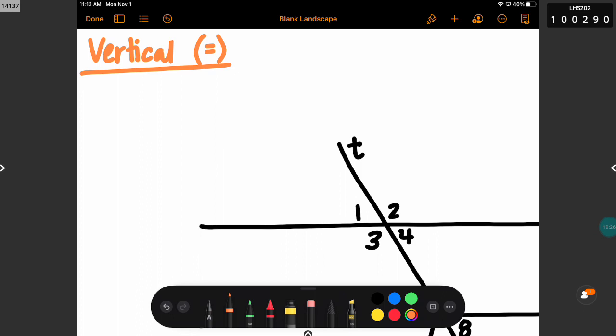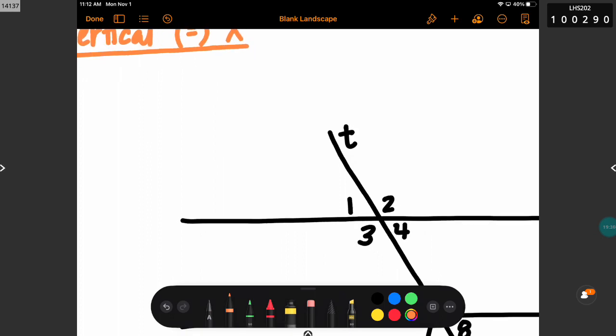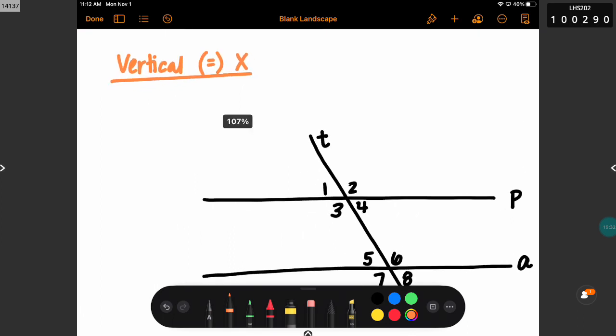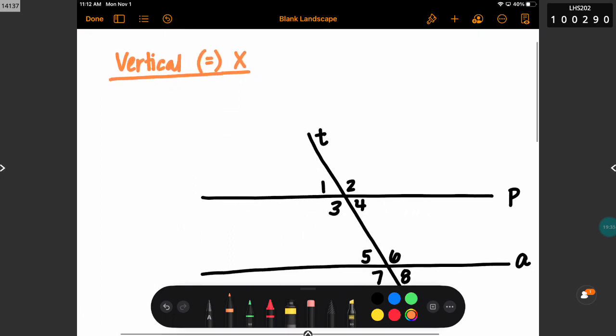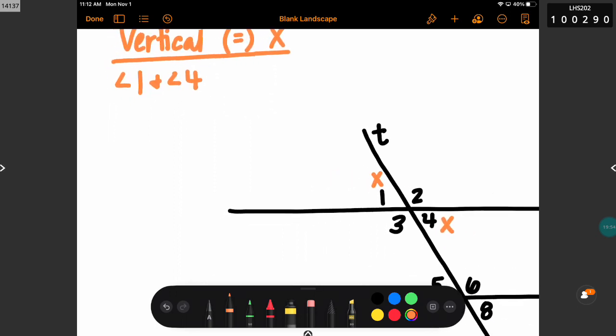Okay, so vertical angles, I'm going to start with angle 1. Angle 1 is going to be vertical to angle 4. So I'm going to put angle 1 and angle 4. Now I'm not going to label all the vertical angles with an X, because I don't want it to get confusing. But what is another set of vertical angles? 2 and 3, 6, 7, 5 and 8.